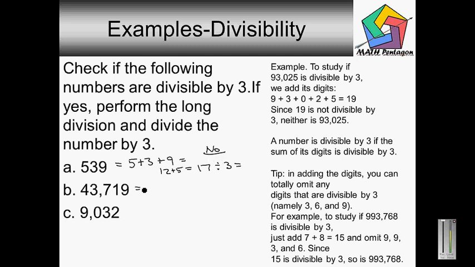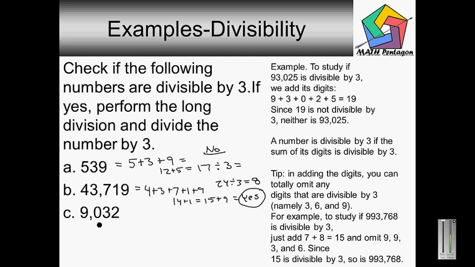Okay, we have 43,719. So we're going to add up the digits: 4 plus 3 plus 7 plus 1 plus 9. 4 plus 3 is 7, plus the 7 is 14, plus the 1 is 15. 15 plus 9 is 24. 24 divided by 3 is 8. So yes, the answer would be yes. 43,719 is divisible by 3.